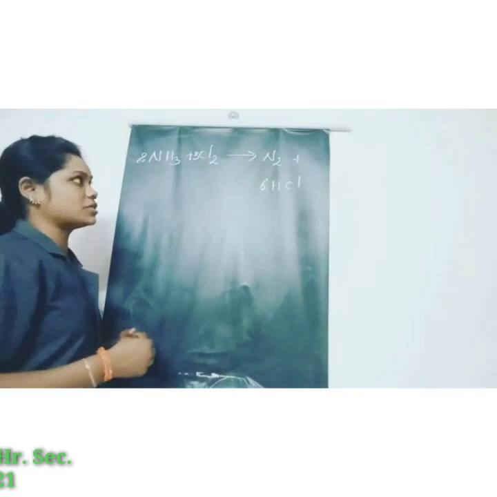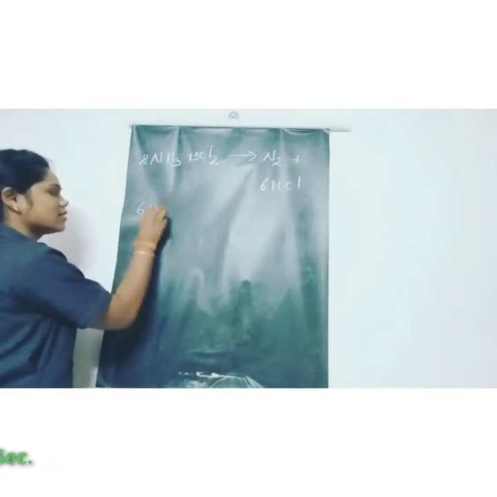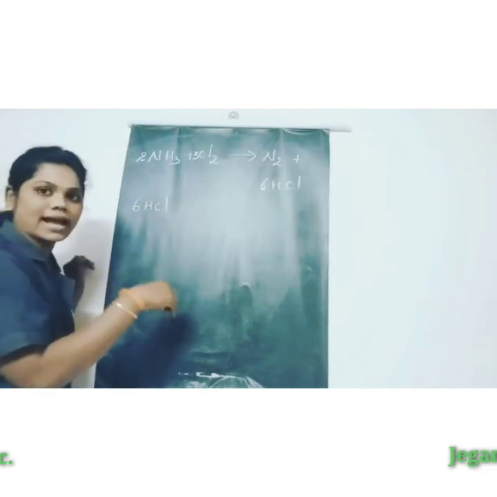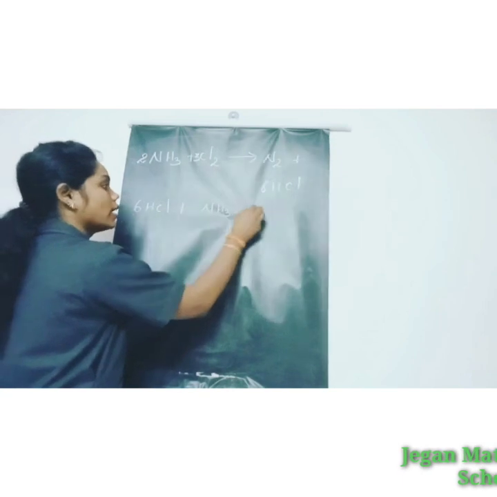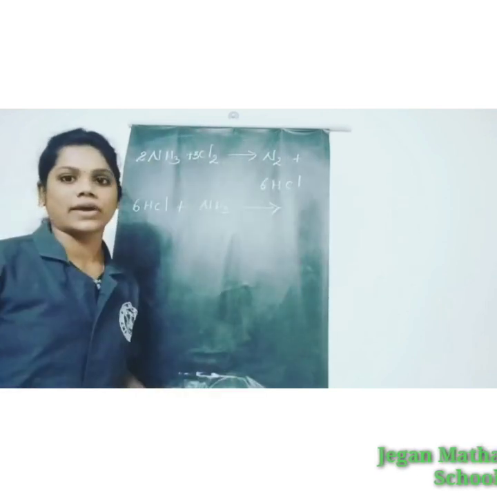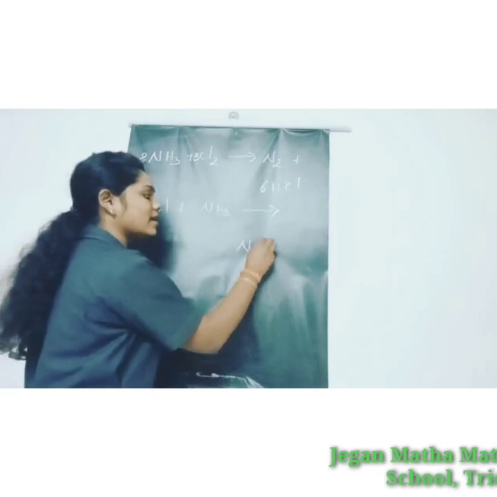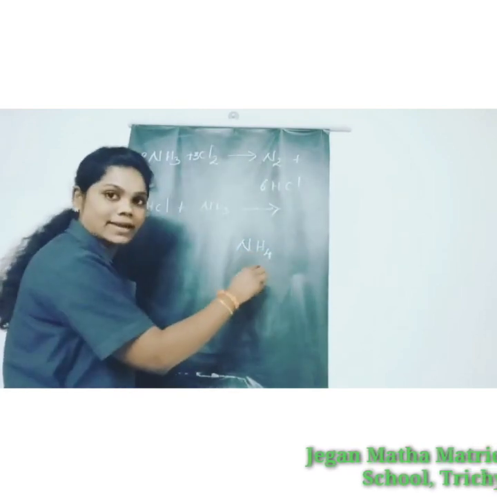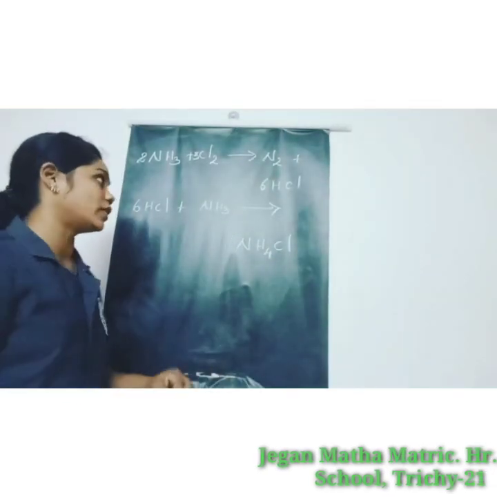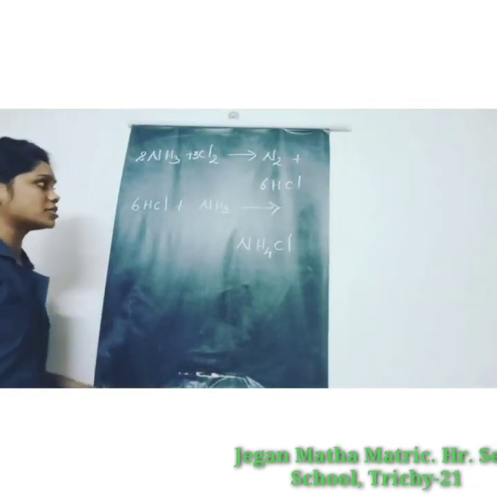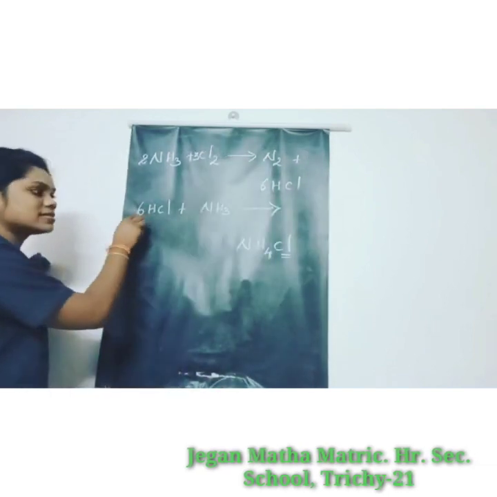And then the second equation. Next, the same hydrogen chloride is taken, that is 6 times of HCl. This is reacted with ammonia, that is NH3. It gives ammonium chloride. The ammonium chloride formula is ammonium, which is NH4, and chloride represents Cl. So this is ammonium chloride. Okay, how is this equation balanced?